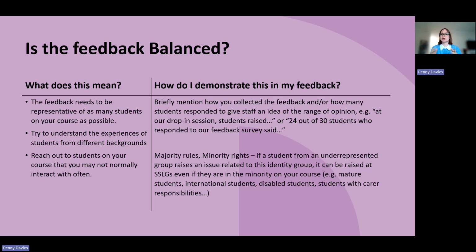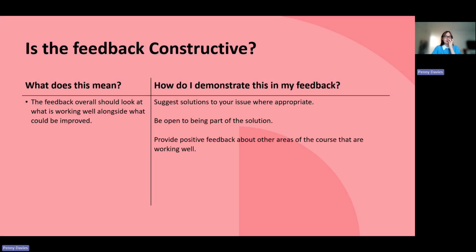Just because those 5 students are a minority on your course doesn't mean that feedback isn't appropriate, because it impacts their personal experience as disabled students. So it should still be reported and raised to staff. If you have any questions about that, please just get in touch with us at the SU.